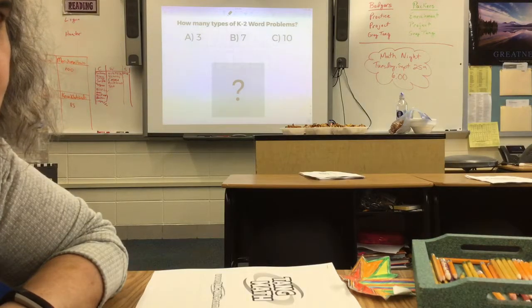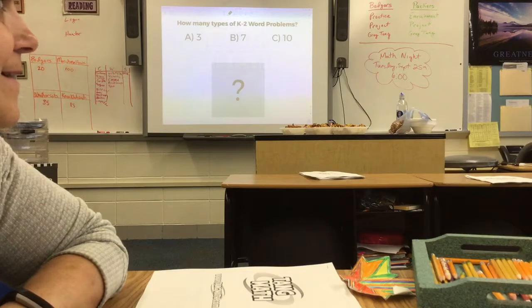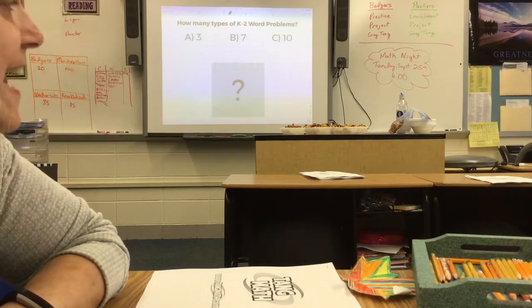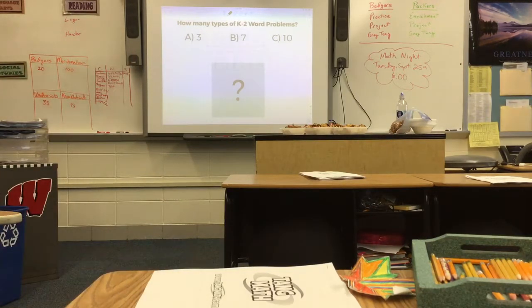How many types of K-2 word problems are there? A, B, C. It's A. Who said B? Incorrect. It's A. Who said A? Incorrect. C? No. None of the above. 50? Oh yeah, Dad, all of them together.